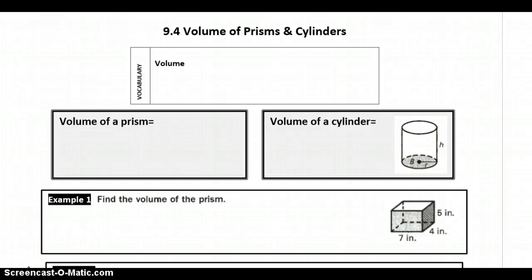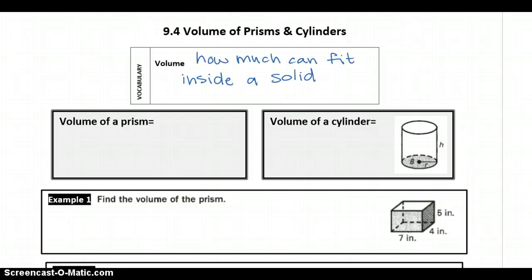Alrighty, so this is section 9.4, volume of prisms and cylinders. We're going to start off with the definition of volume. Volume is how much can fit inside a solid or inside a 3D shape. The units for volume will always be in units cubed. So this could be inches cubed, centimeters cubed, etc. But the units are always going to be cubed.